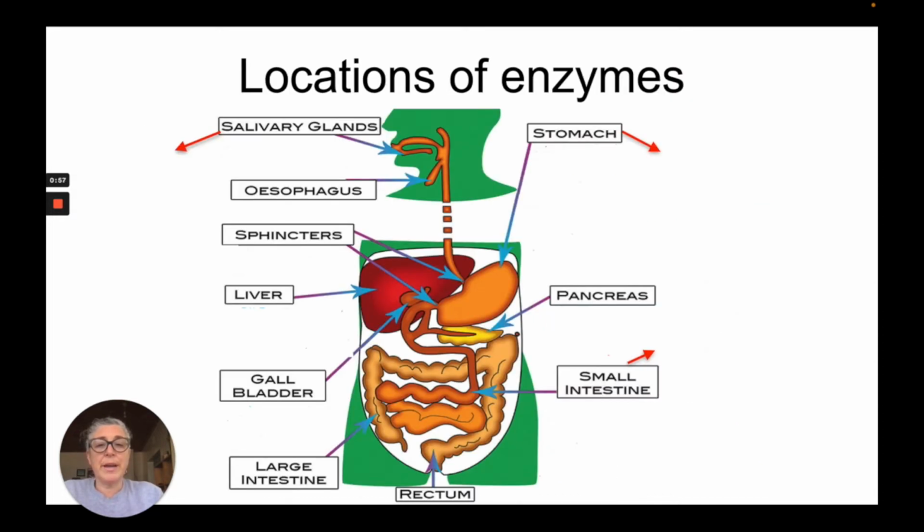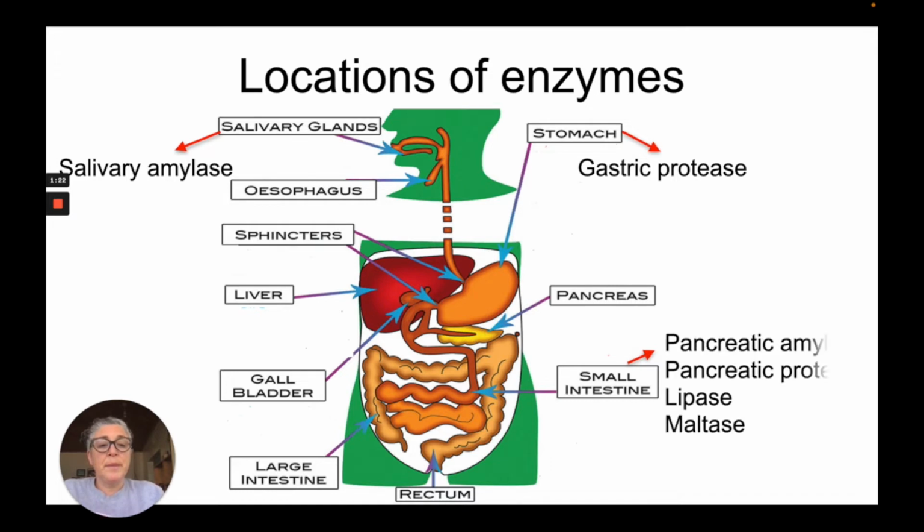So let's look at the locations of these enzymes through the digestive tract. So in the salivary glands, we have salivary amylase, and we'll see why we are using the term salivary to identify the enzyme as we move on. In the stomach, we have a gastric protease, gastric refers to stomach, which we will learn the specific name of later. And in the small intestine, we have pancreatic amylase.